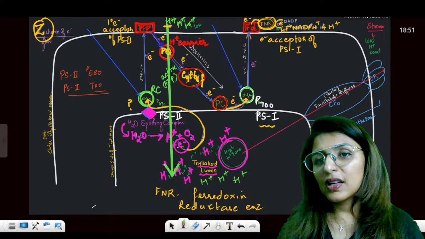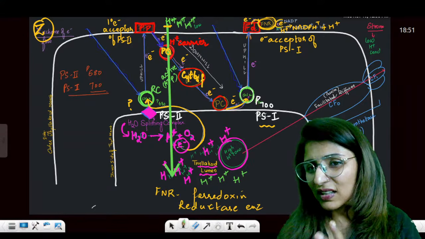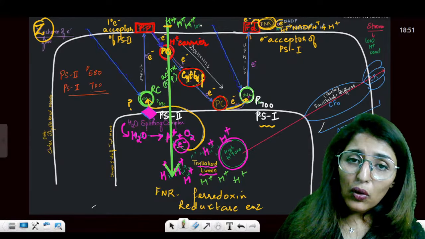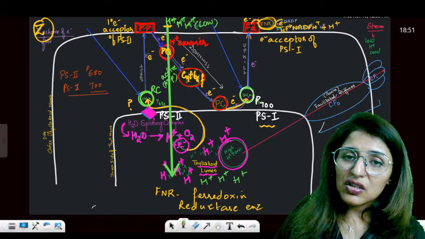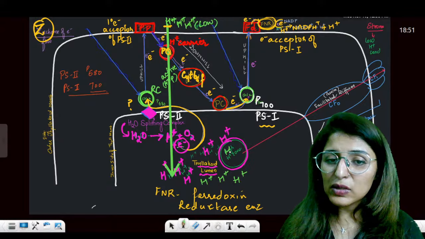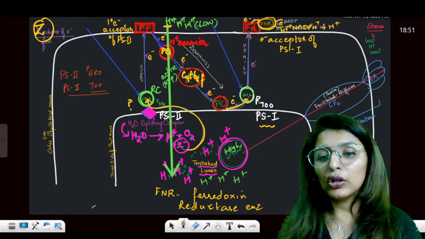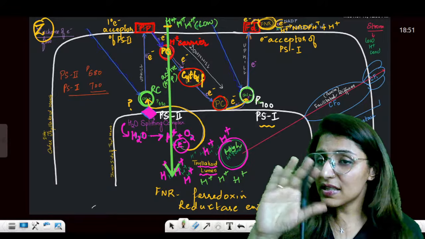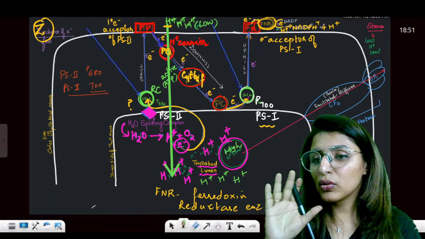So what happens? There is a gradient set. Please see, there is a gradient. Gradient means difference being set here. Low H positive concentration on the stromal side and high H positive concentration in the lumen. Are these points clear? Please let me know. So guys, this gradient is of huge importance.